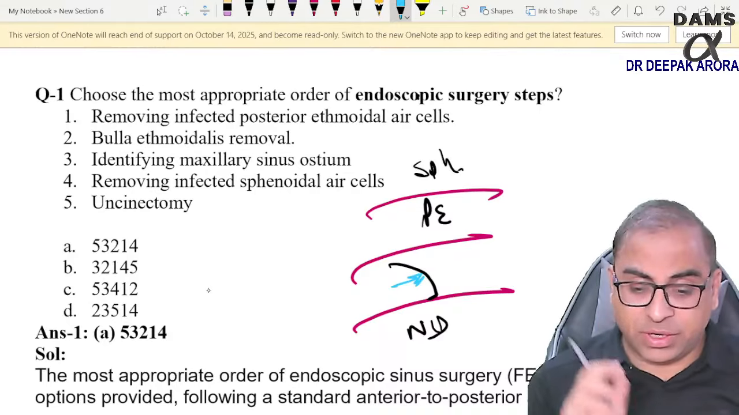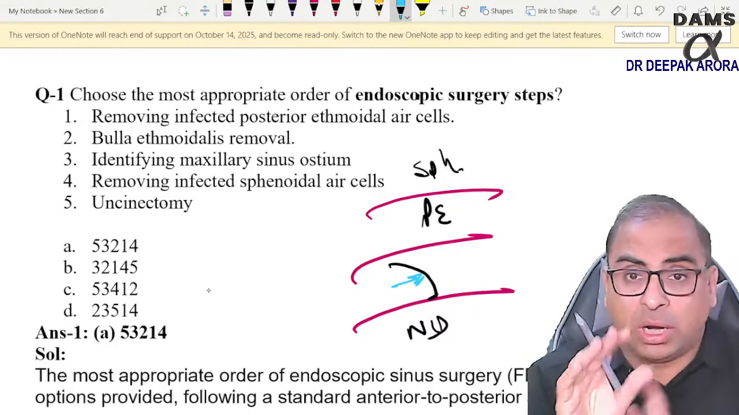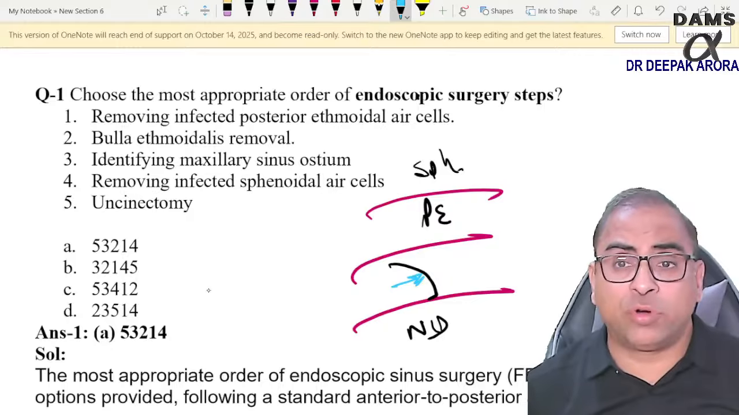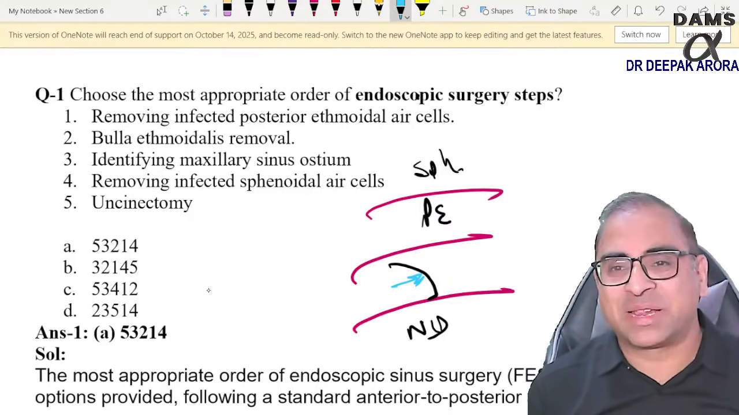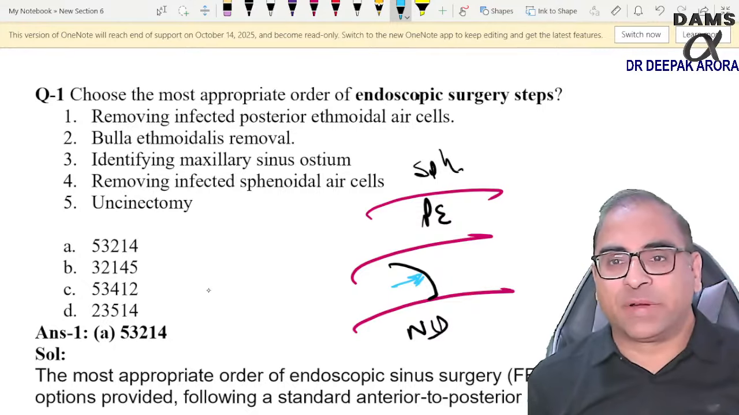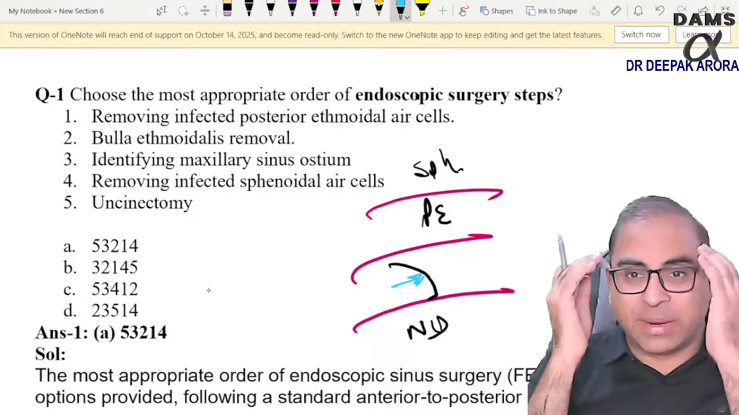So in the recall session, even on Sunday, we discussed this point, the art of ruling out. Now, how to attempt this question? Even if you have not done endoscopic surgery, this question doesn't mean, beta, that you should mug up all the steps of endoscopy. As an MBBS student, we should apply common sense.